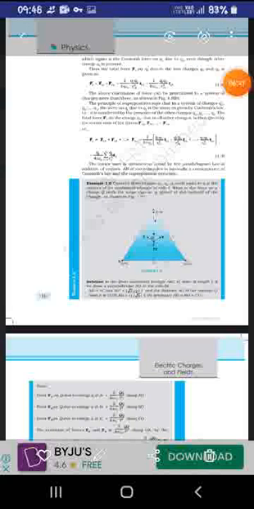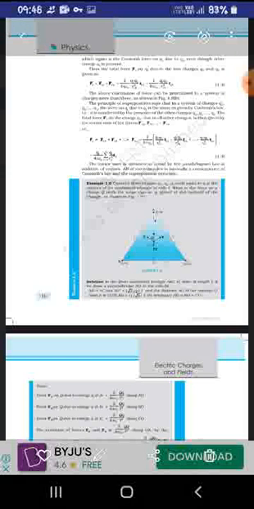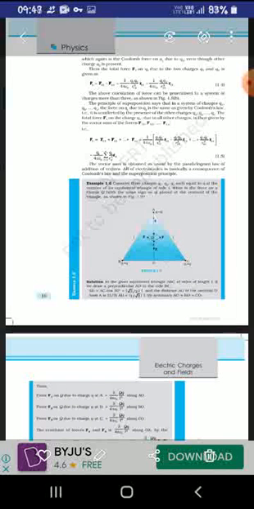What we will do means F1 is equal to F12 plus F13, which is equal to 1 by 4 pi epsilon 0, the permittivity quantity. Next, F1 is equal to F12 plus F13 is equal to 1 by 4 pi epsilon 0 into Q1 into Q2 by R12 squared, plus 1 by 4 pi epsilon 0 into Q1 into Q2 by R13 squared. Like this you have to put the formula.